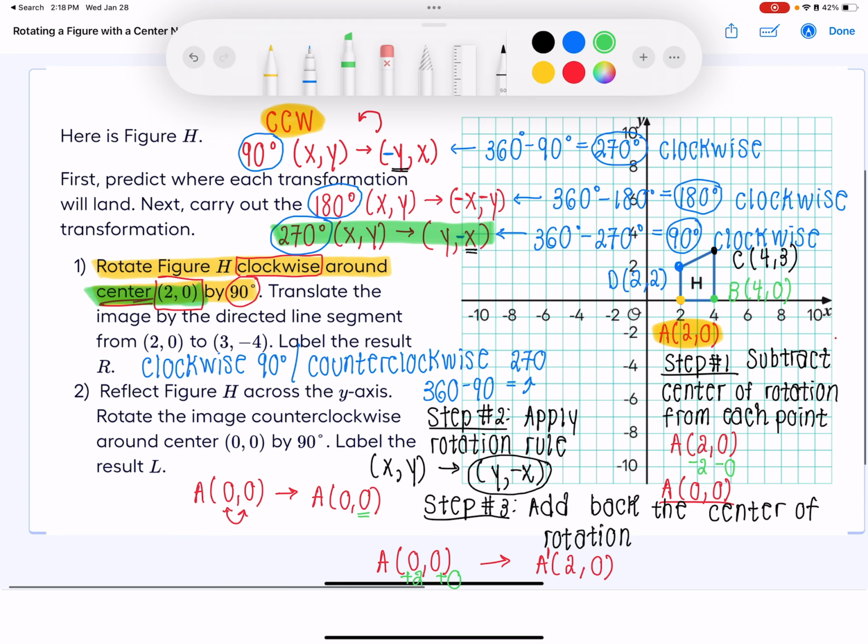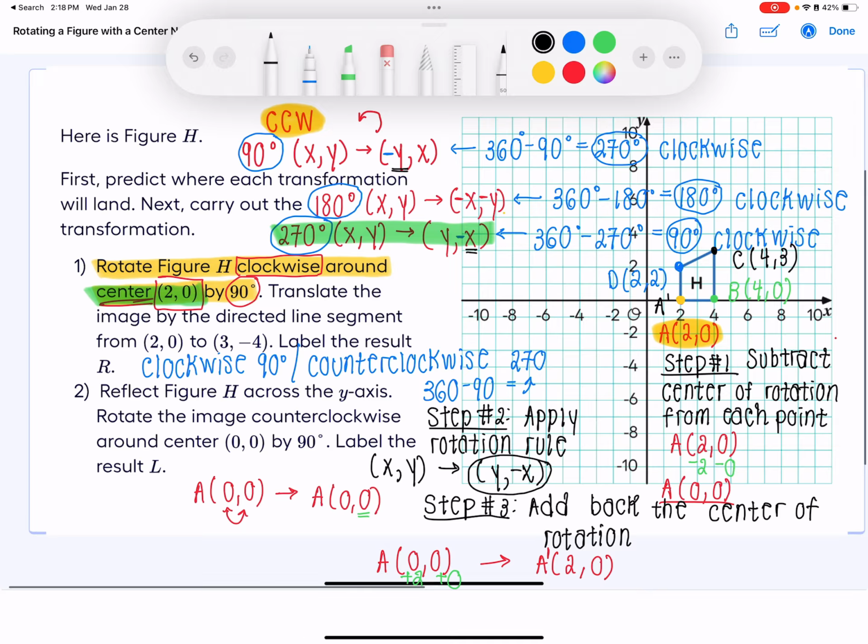So A prime and A are actually at the same location. And this makes sense because we're rotating around the center point 2, 0. So A actually doesn't change. So it's going to overlap. So there I'm going to write A prime. So A prime is also actually at this location.